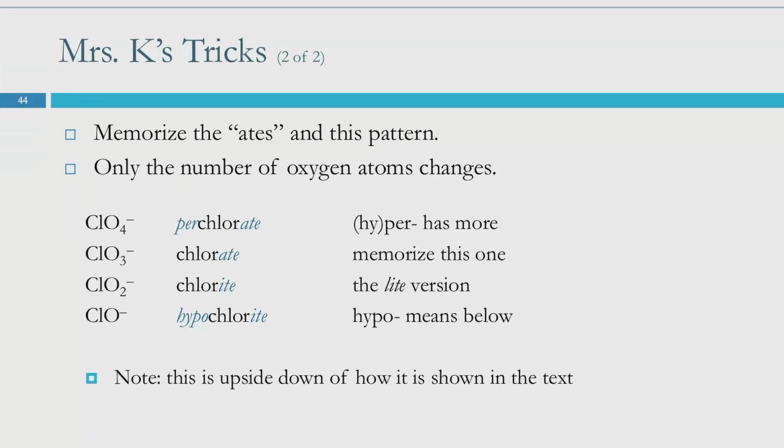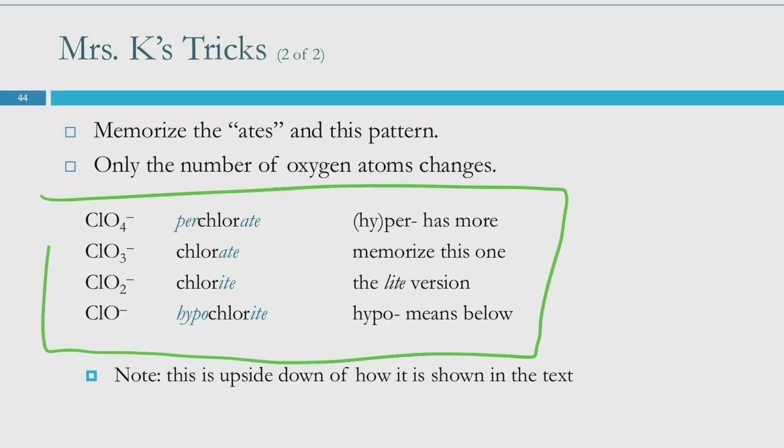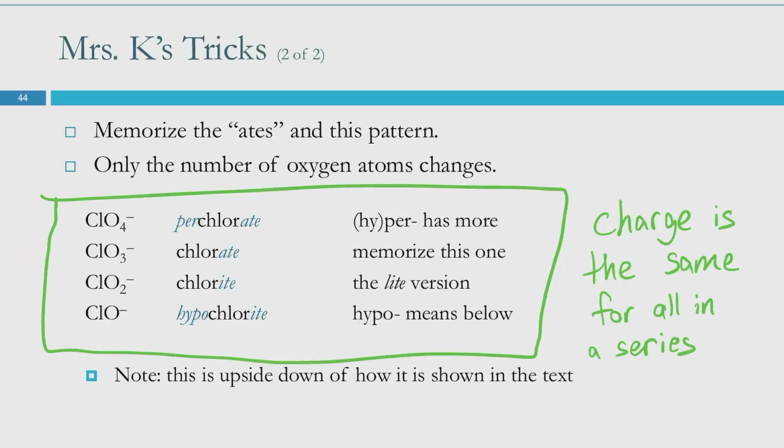Okay, and then here's just the rules. It's opposite of the way they show it in the text because it feels like it makes more sense to have plus one be above. So if you look at it in the book, it'll be the opposite way. But this is the recommendation. And the charge is the same for all the oxyanions in a series. It's not always the same between oxyanions, but within the series, adding or subtracting oxygens, it's always the same charge.